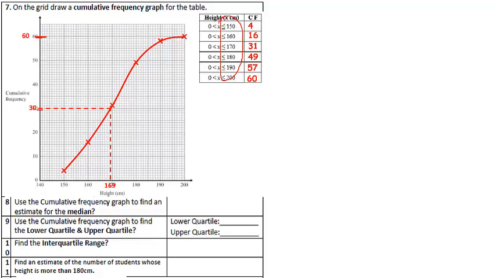Don't worry if your value is slightly off from that. Now I need to work out the lower quartile and the upper quartile. The lower quartile is half of 30, which is 15. If I go across from there and then down, I'm picking up 160.